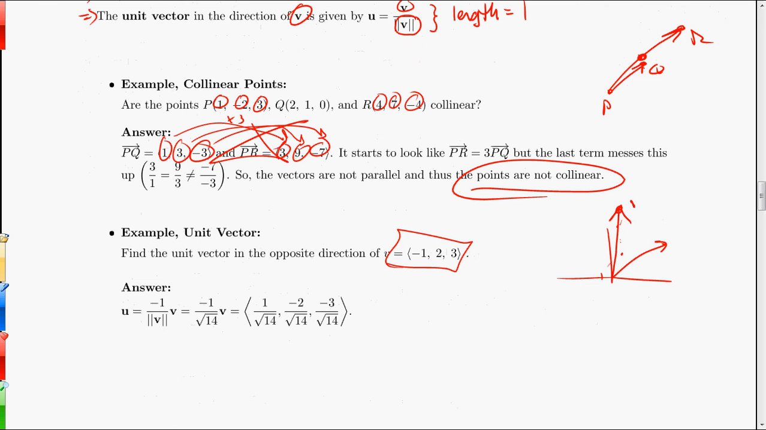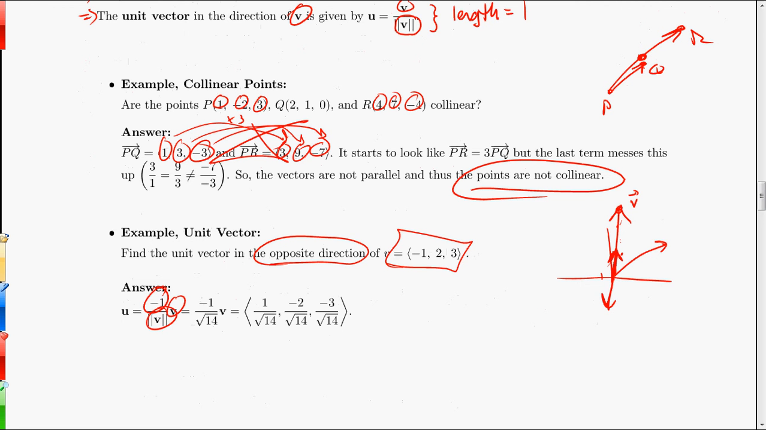If I want the unit vector in the direction of v, then I just take v and divide it by its length. But there's a further request here. I want it in the opposite direction. So if I take v and divide it by its length, that gives me my unit vector, this vector here. It has length 1. Then when I multiply it by negative 1, it goes in the opposite direction.